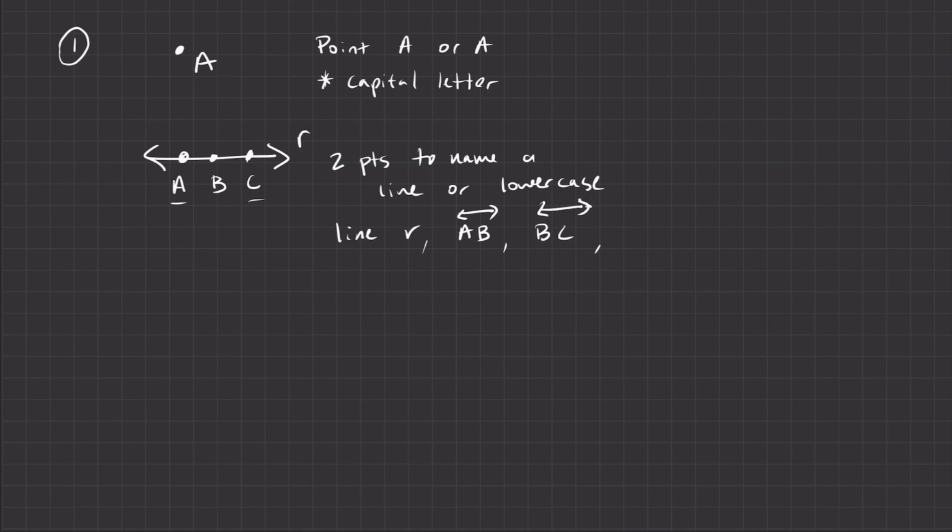And lastly, line AC. Okay, so again, a point is a location. You only need to use the capital letter here, and a line extends forever in both directions. It doesn't stop here, it doesn't stop here. It keeps going forever and ever. And you just need 2 points to name a line, or we use the lowercase letter here. Okay. Alrighty, let's take a look at what a plane is.